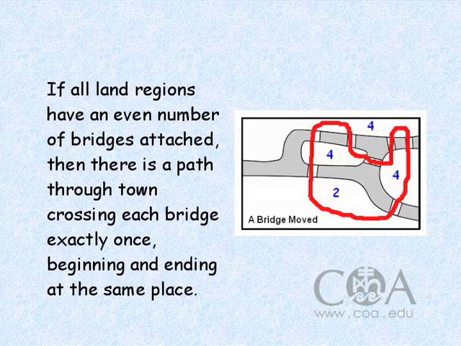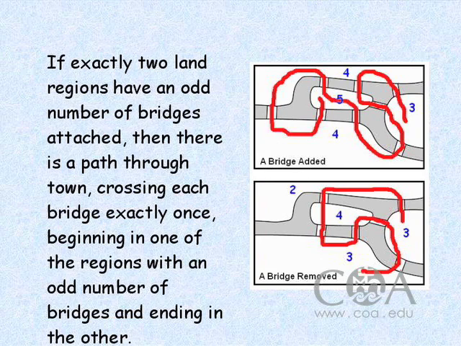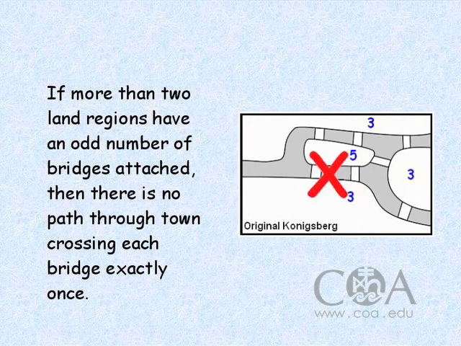So here's a summary of that. If all of the land regions have an even number of bridges attached, then there's a path through town crossing each bridge exactly once, beginning and ending at the same place. If exactly two land regions have an odd number of bridges attached, then there's a path through town crossing each bridge exactly once, beginning in one of the regions with an odd number of bridges and ending in the other. And if more than two land regions have an odd number of bridges attached, then there is no path through town crossing each bridge exactly once.